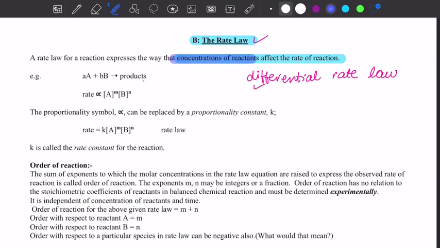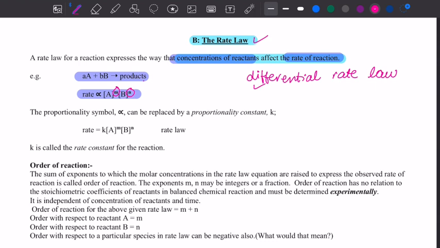So if you double the concentration, what does that do to the rate of the reaction? If you triple the concentration of a particular reactant, what does that do to the rate of the reaction? If you look at a general reaction where A and B are combining to form products, then the rate can be written as the rate is proportional to the concentration of A raised to some number m and the concentration of B raised to some number n.